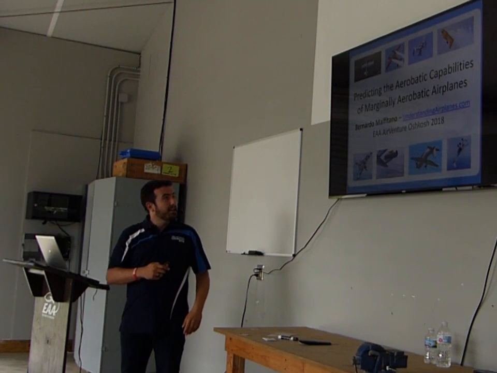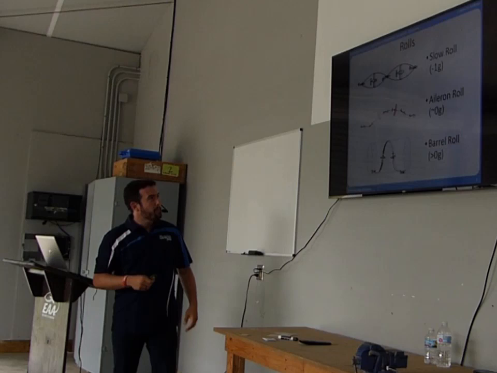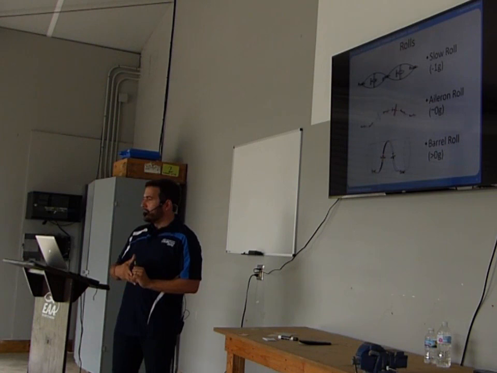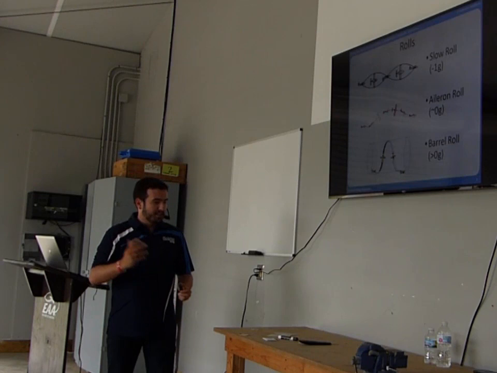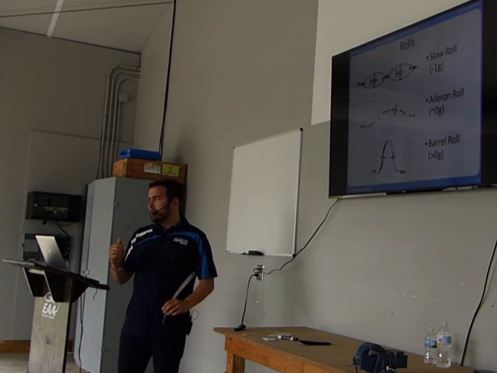Alright, so how did I get here? Let's talk about roles. For those of you who aren't used to thinking about the physics of aerobatics and what the different roles are, I'll start by saying there are basically three kinds: a slow roll, an aileron roll, and a barrel roll. Different people call these slightly different things.